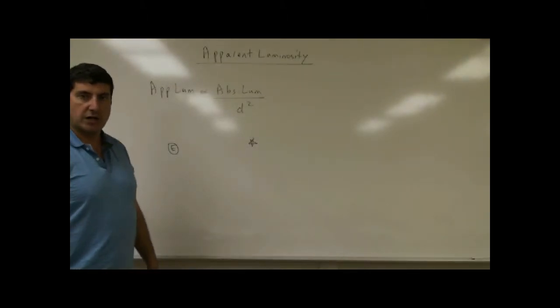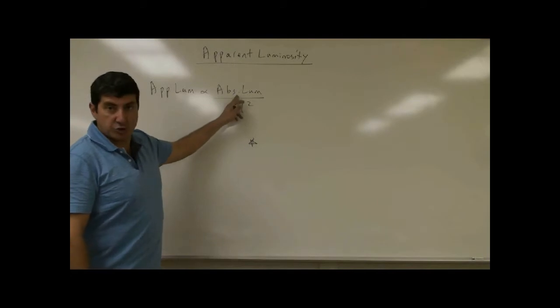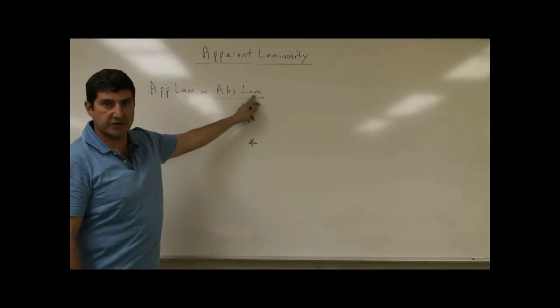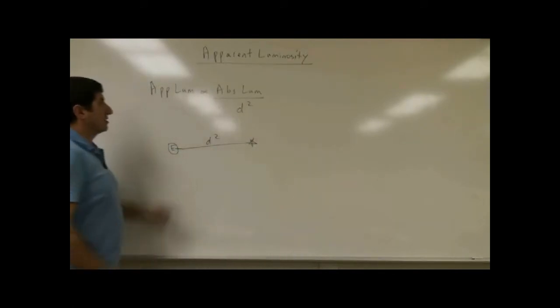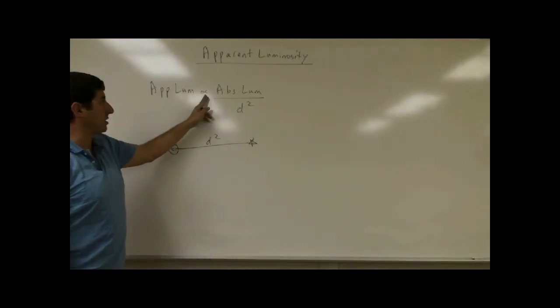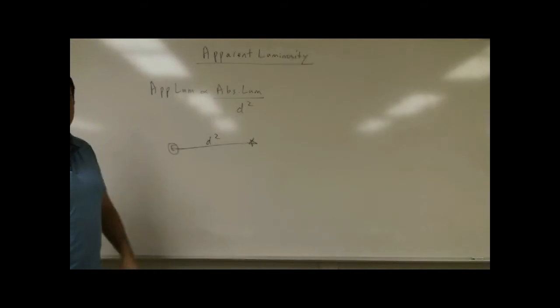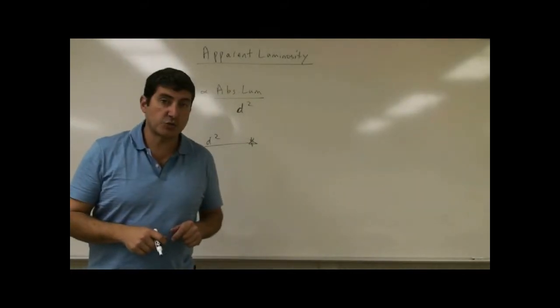us? Well, it depends on how bright it actually is, the absolute luminosity of the star, divided by its distance from us squared. So the apparent luminosity is proportional to the absolute luminosity over the distance squared. Where does that concept of the distance squared come from?